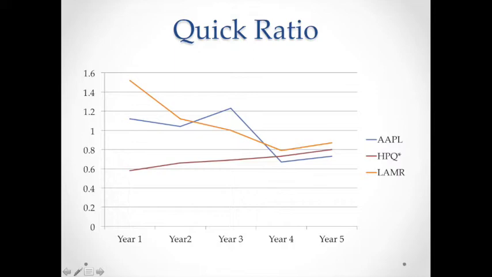Upon looking at the quick ratios, we can determine that HP once again has the most favorable pattern. Lamar is just gradually decreasing, which isn't favorable. And Apple's quick ratio is a little bit volatile, so this isn't ideal for someone who is looking to give a loan.